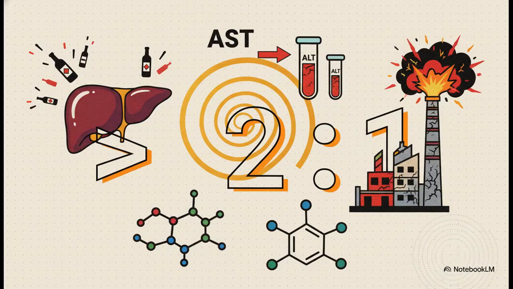Now let's zoom in on a huge clue, a real smoking gun. If you see the AST level is more than twice as high as the ALT, that's the De Ritis ratio. And it's a massive signal pointing straight to one specific culprit, alcohol. That ratio is practically a confession that alcohol is the toxin causing the refinery to blow up. You gotta remember that ratio.